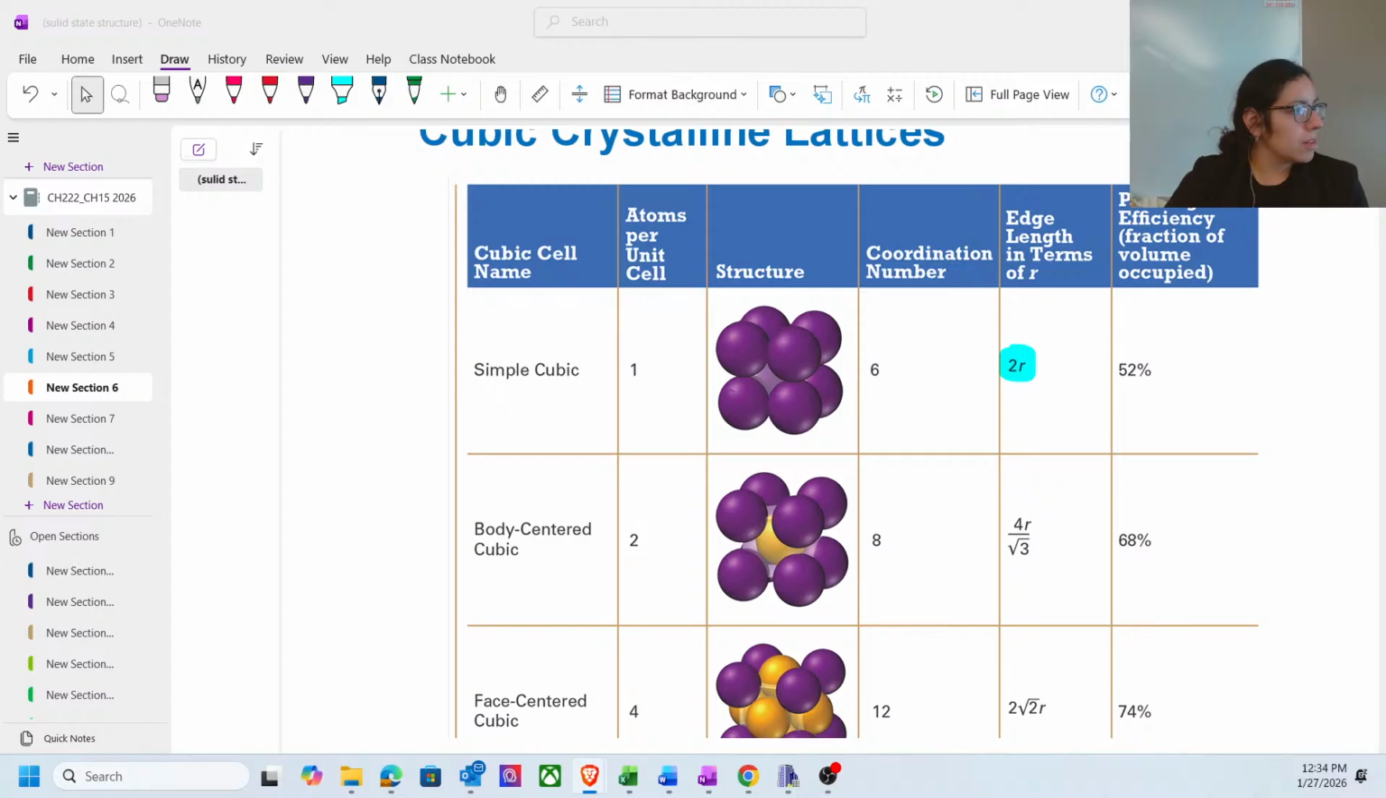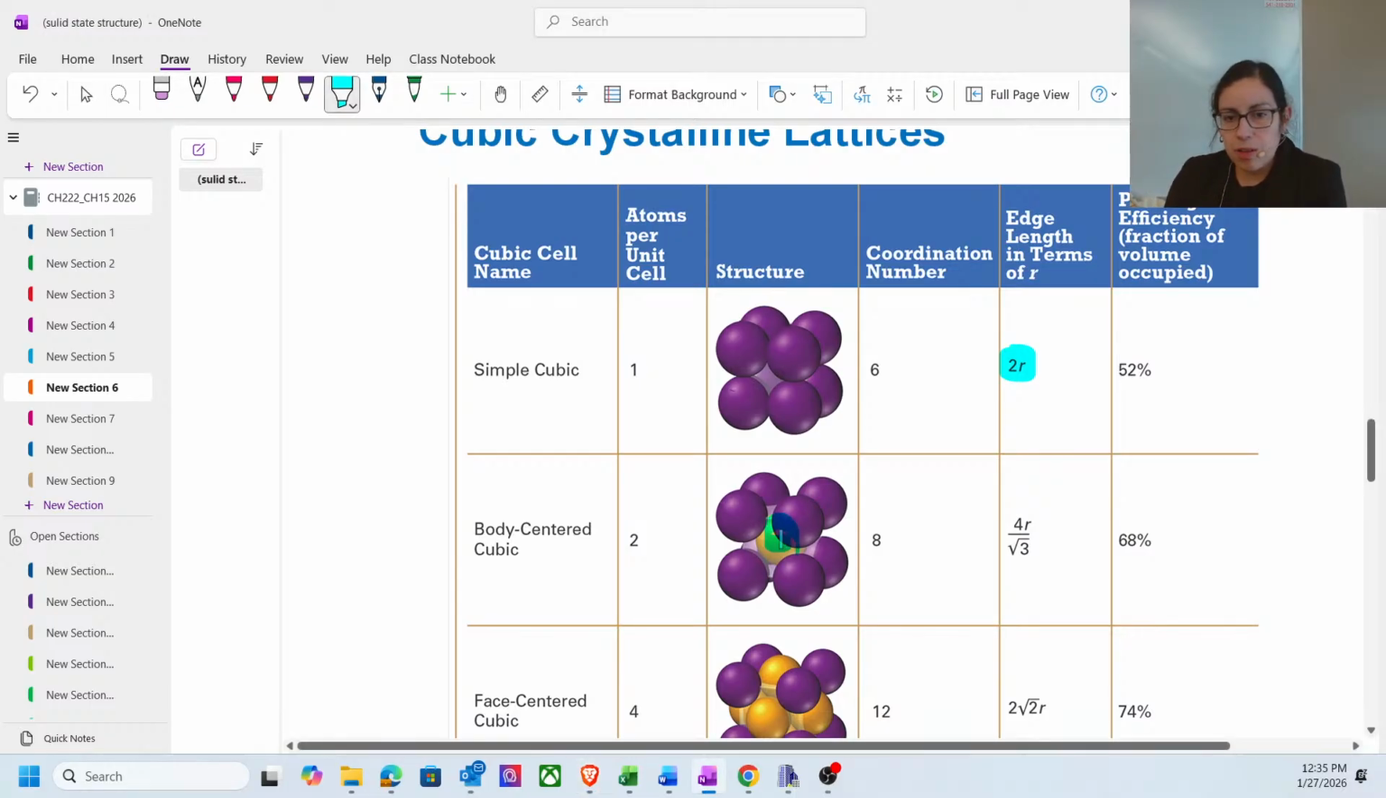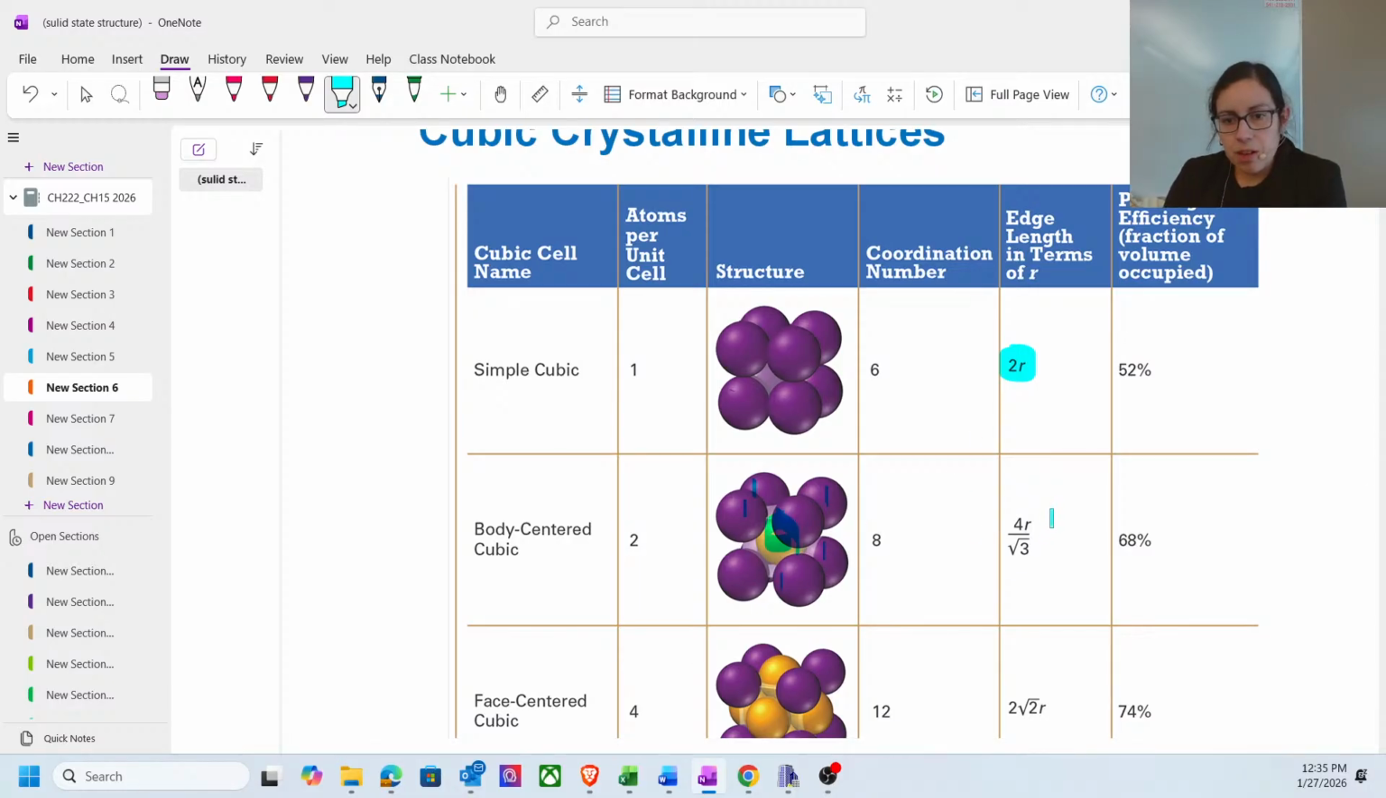All right, so let's look at our next one. So tungsten, at least assuming I can get a nice picture. So our next one, sorry, I'm trying to pull it up, there it is, our body-centered cubic. And so now we have an extra atom in the center, and then we still have our 8 on the ends there. So now our edge length is 4r over the square root of 3.